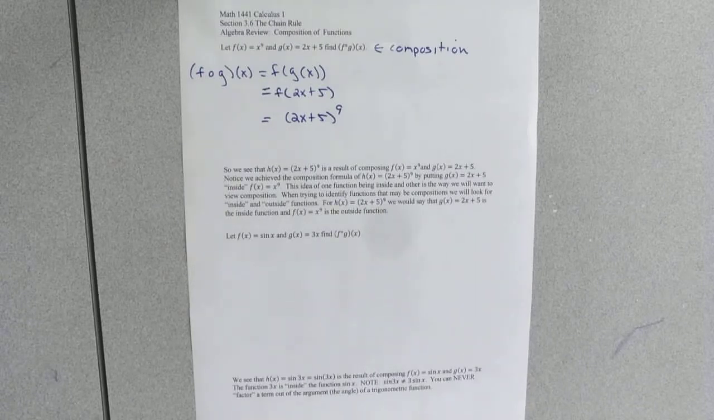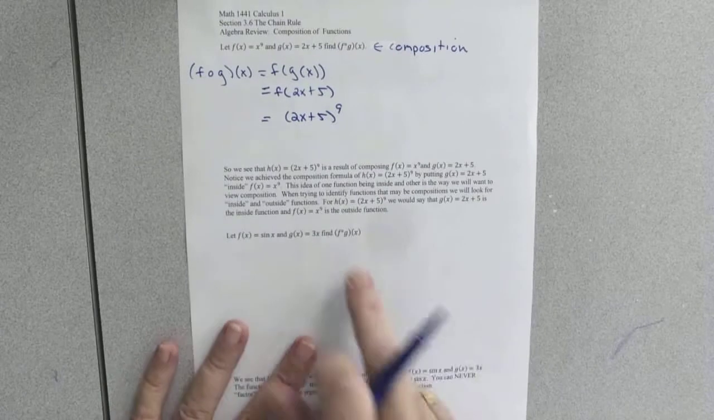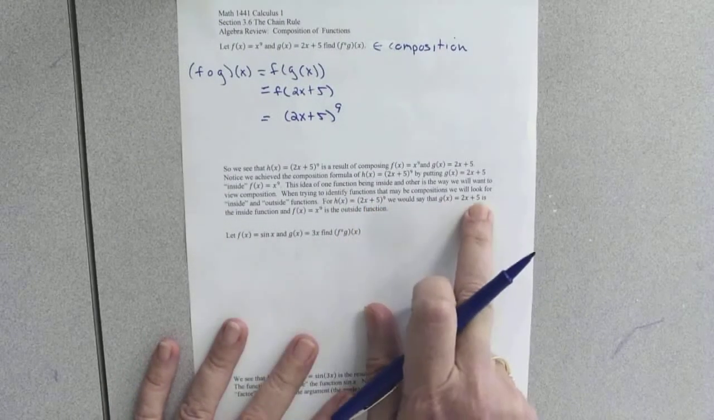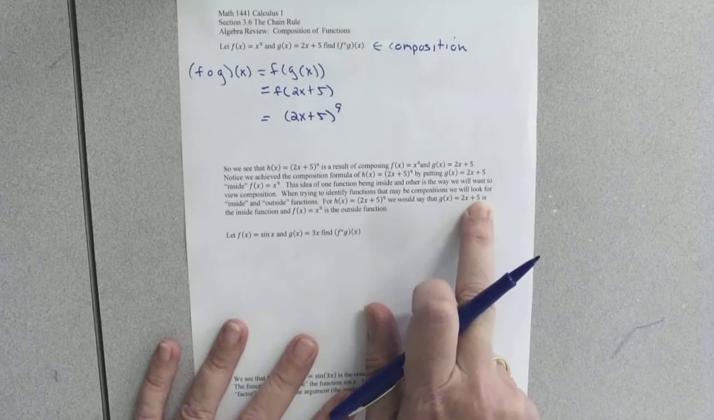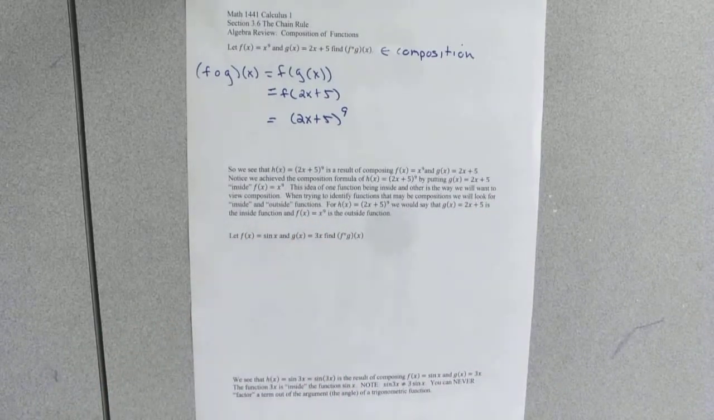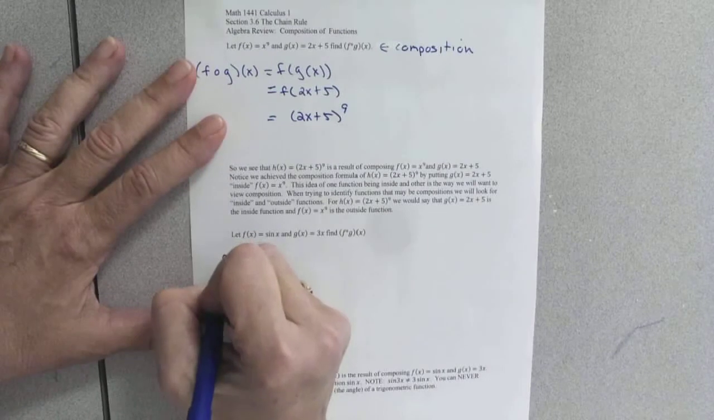And that's how we're going to recognize these compositions, when we see something inside another, inside and outside functions. And so for the one that we have here, 2x plus 5 to the ninth, we would say that g of x, 2x plus 5, is the inside function, and f of x equal x to the ninth is the outside function. So two new functions, do it again.